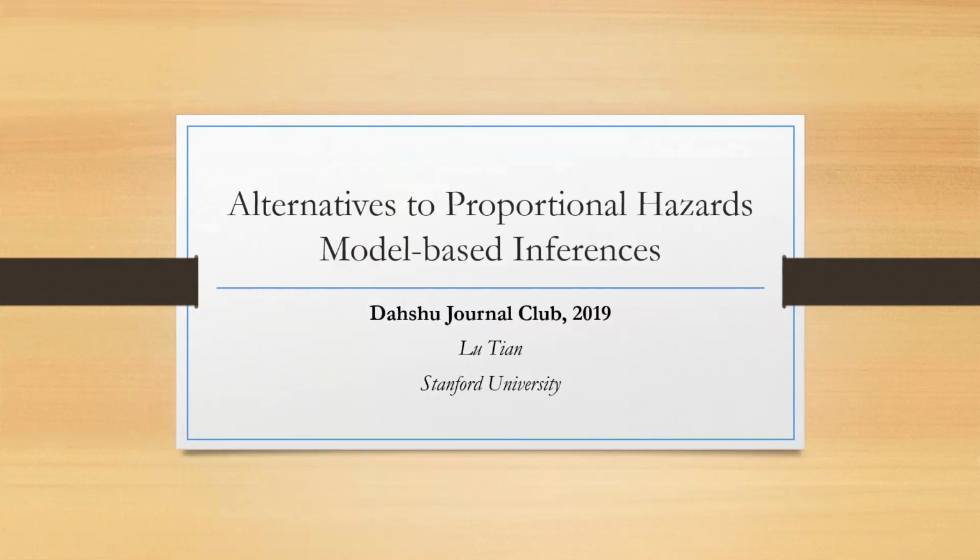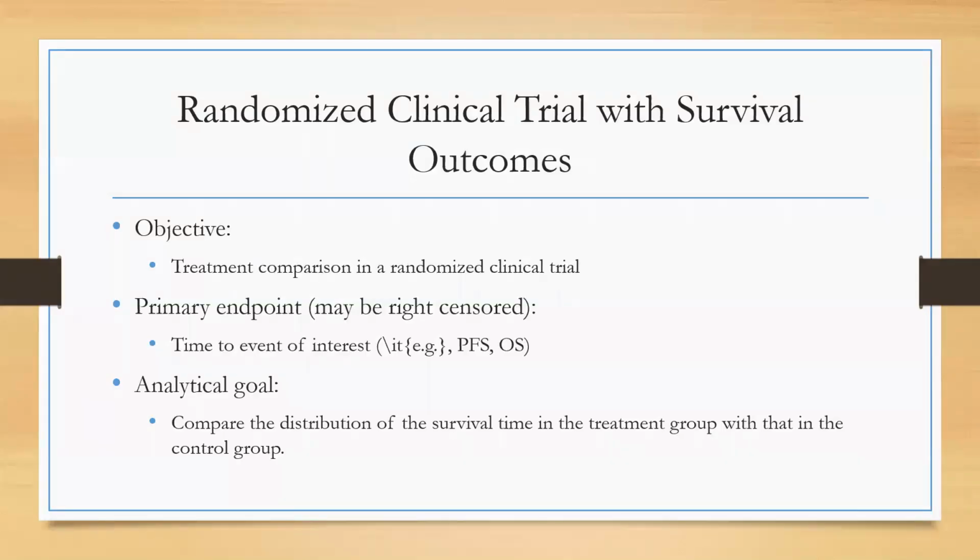So today's topic is about an alternative to the proportional hazards model in survival analysis. Specifically, we are promoting the idea of using restricted mean survival time, so-called RMST, as an appealing alternative to the proportional hazards model. So without further ado, let me go to the first slide.